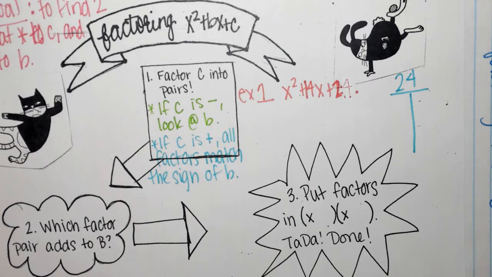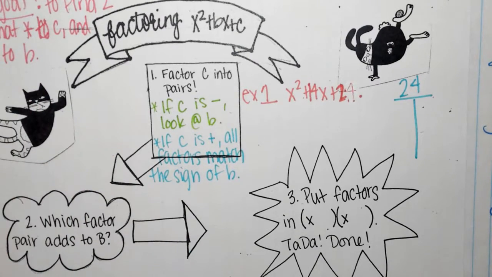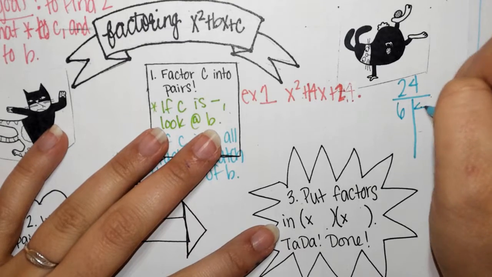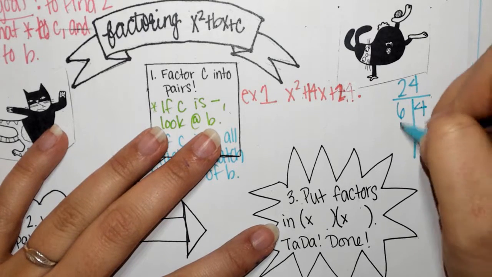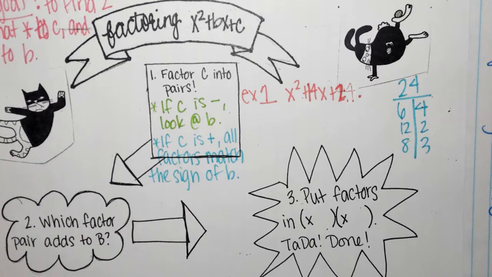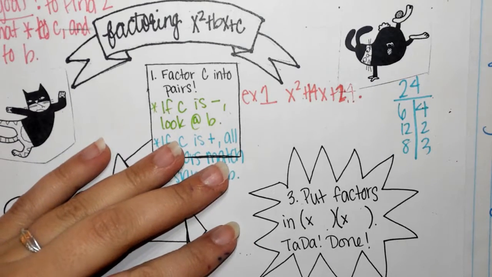All right, now, our goal is to find two numbers that multiply to give us C and add to give us B. So please tell me two numbers that multiply to give us 24. 6 and 4. Okay, and 8 and 3. 12 and 2. If you said a factor, give your team a point. Now, they have to multiply to give you 24, but add to give us 14.